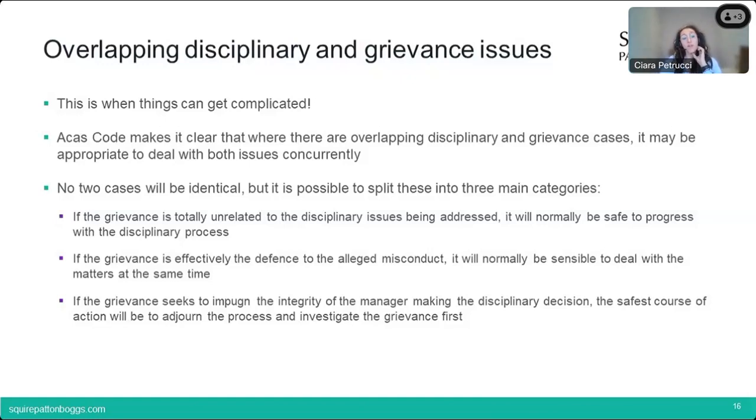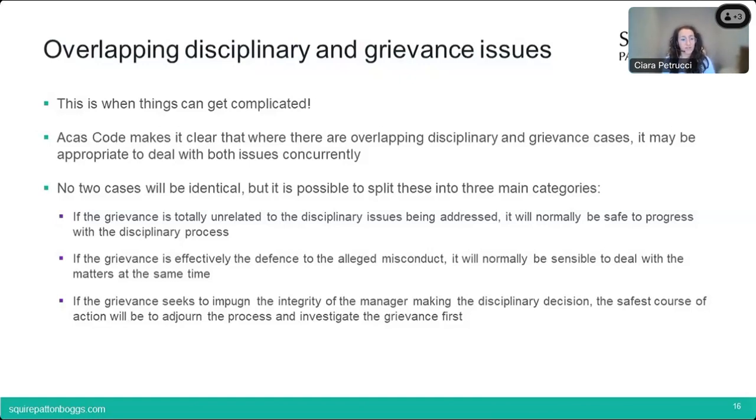So the first one is if the grievance is totally unrelated to the disciplinary issues being addressed, it's normally safe to progress with the disciplinary. Obviously, you need to address the grievance and be seen to be doing that and actually be doing that, but that doesn't mean you have to pause the disciplinary. And that's because if it is genuinely totally unrelated, then one shouldn't have a bearing on the other. So really, we don't want that to be used as a delaying tactic for the employee.